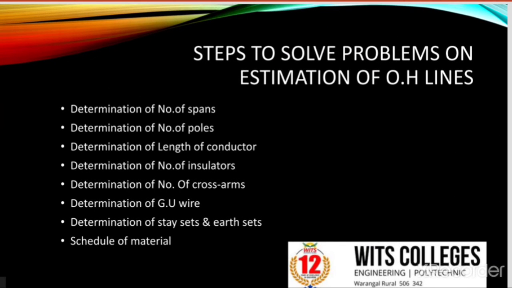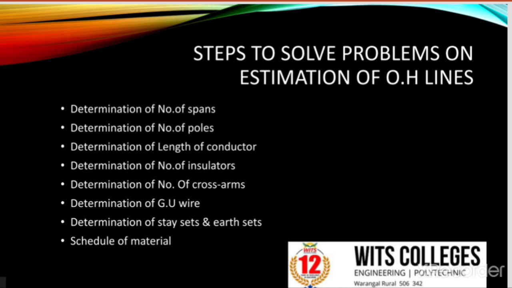And coming to how to estimate the overhead lines, there are some steps to estimate the overhead lines. First of all, if we want to design the overhead line, we first determine the number of spans. The number of spans can be calculated using the formula: number of spans equals the length of the transmission line divided by the average span. So from this formula we will determine the number of spans.